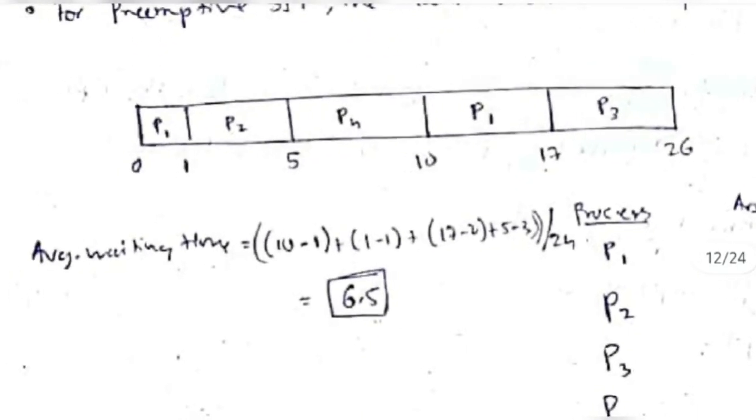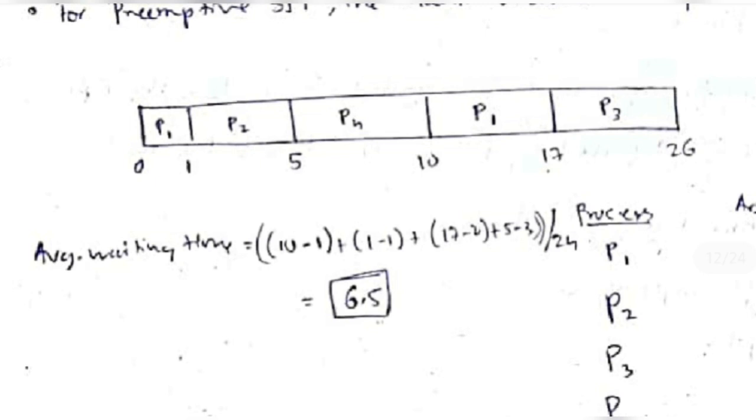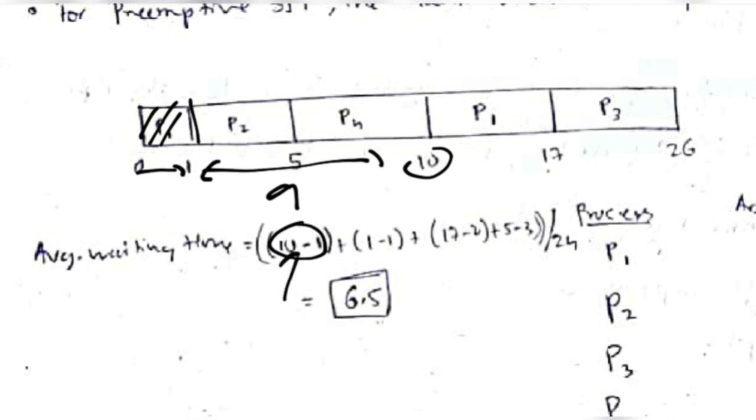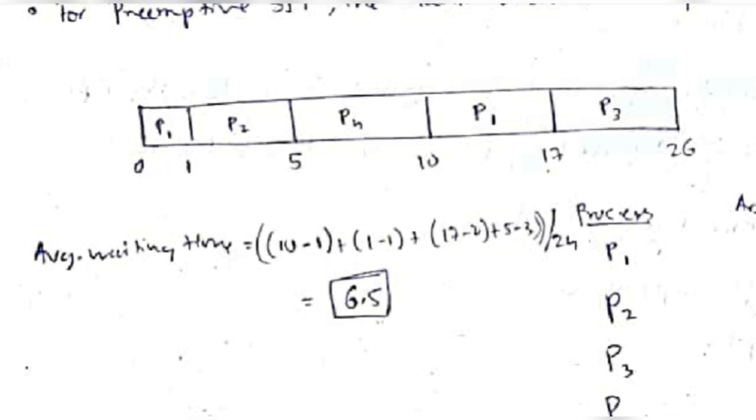See, for each process we will be calculating separately. First one, when P1 resumed, it resumed at 10 milliseconds, and before that 1 millisecond was already given to P1. So total waiting time for P1 is 9 milliseconds. That will be written here, 10 minus 1, which is 9. Then waiting time for P2. P2 had no waiting time because when it came, P1's time was more, so P2's execution started at the same time. So P2's waiting time is 0 milliseconds.